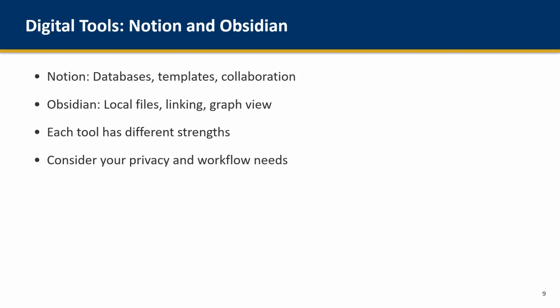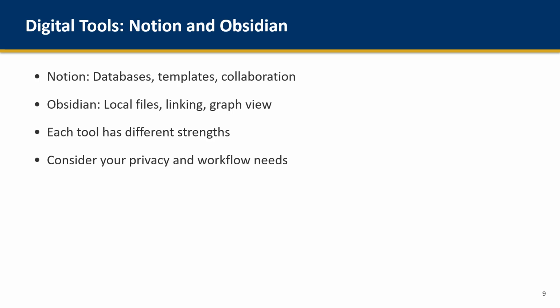Two digital tools have emerged as particularly popular among academics and researchers for knowledge management. Understanding their different approaches helps you choose the right tool for your needs. Notion offers a flexible workspace that combines notes, databases, and project management. Its strength lies in structured information, allowing you to create databases of sources with properties like tags, read status, and relevance ratings. Notion excels for collaborative work and integrates well with other productivity tools.